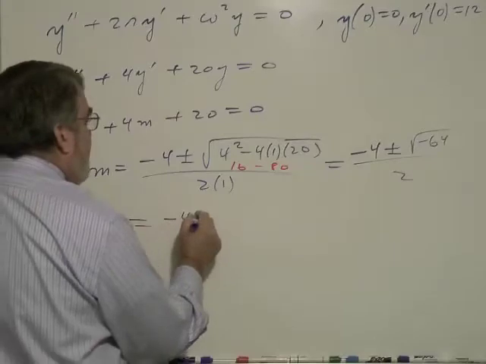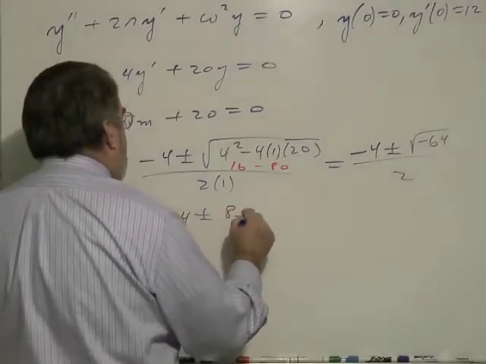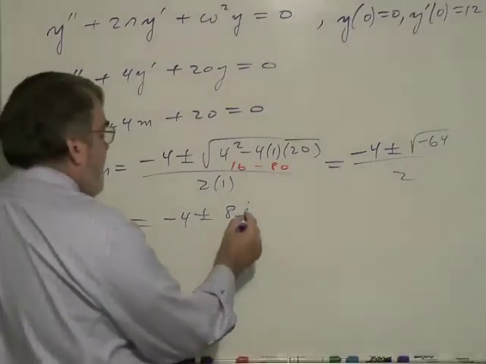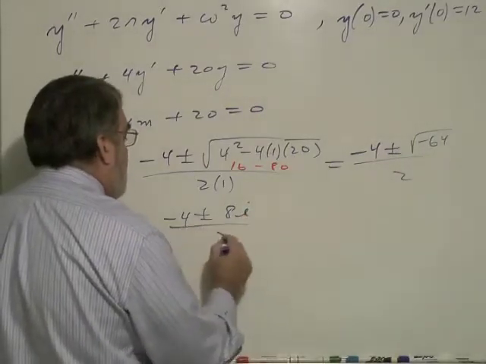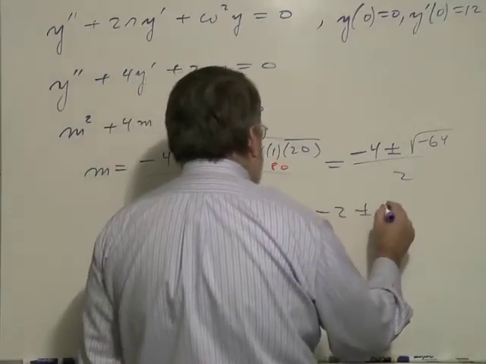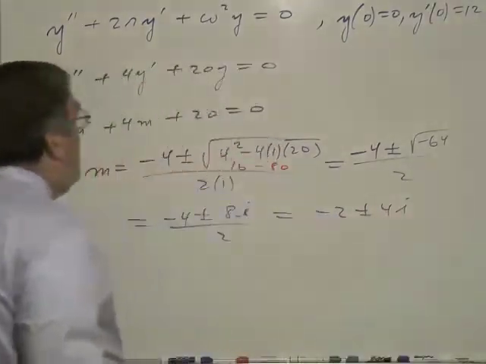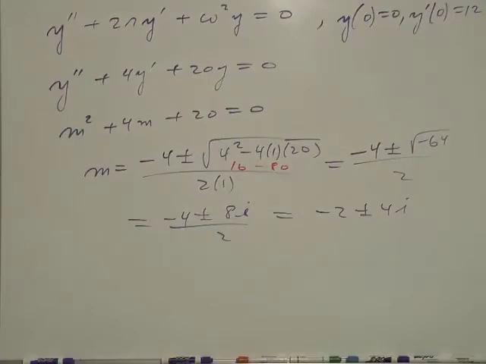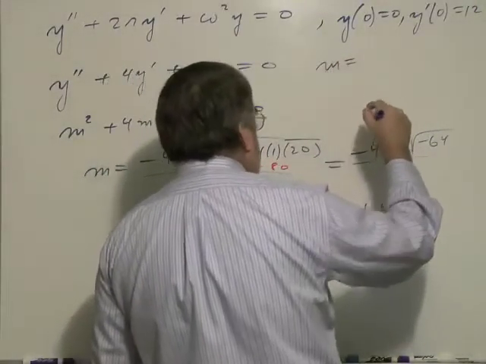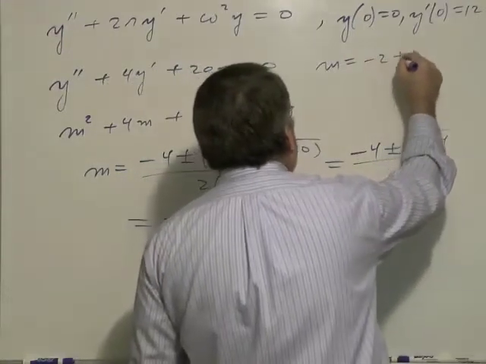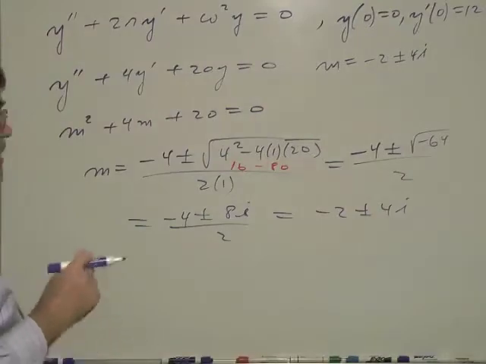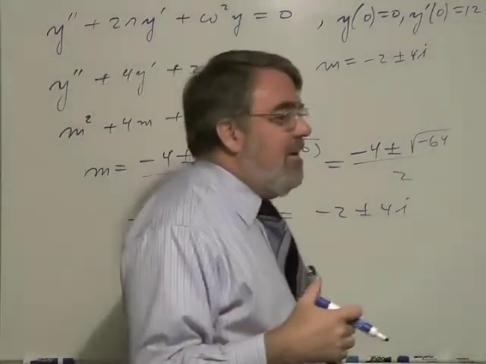So that would be minus 4 plus or minus 8i. The square root of 64 is 8. The negative makes it 8i, an imaginary number, all divided by 2. And this comes out to be minus 2 plus or minus 4i. Alright, so let me write that up here. The roots of the characteristic equation are negative 2 plus or minus 4i. Alright, well that's going to allow us to write out a solution.